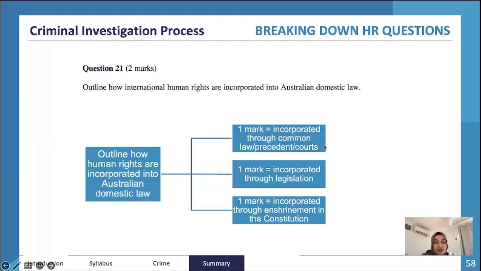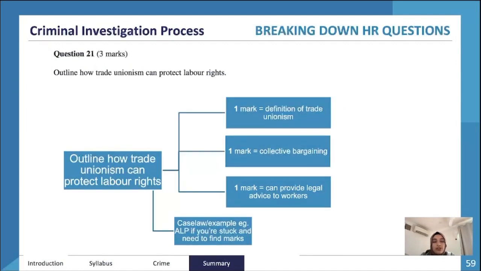So hopefully you've had the chance to answer that. We're now going to do the same thing for this question. Outline how trade unionism can protect labor rights. So that's the question. We first of all want to think about where your 3 marks are going to come from. Number 1, define what trade unionism is. Number 2, what about collective bargaining? Right? And number 3, can we provide legal advice to workers? Yes or no? And then what does that have to do with the question?